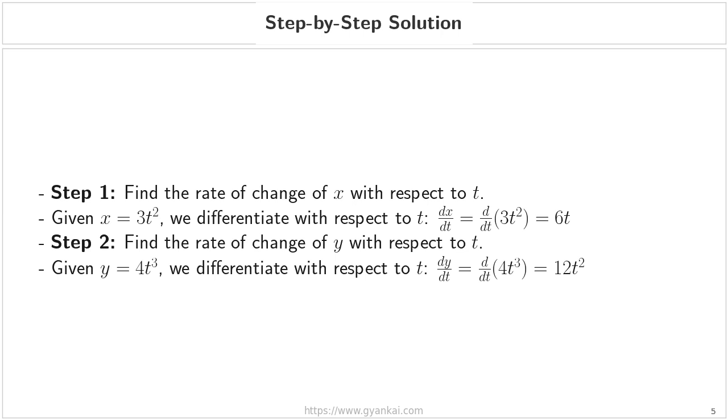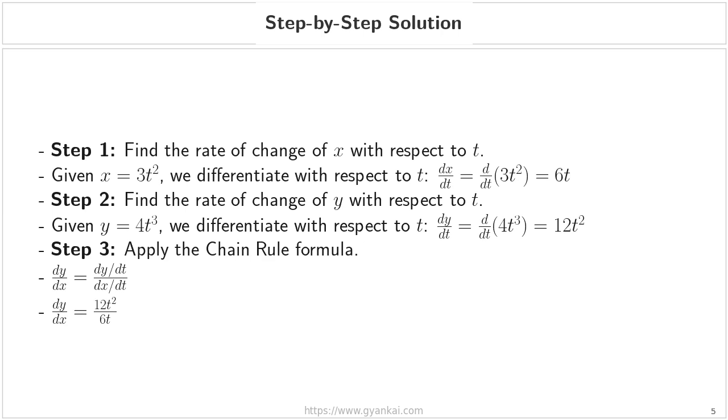Moving to step 2, we perform a similar operation for the vertical position. Given that y equals 4t cubed, we differentiate it with respect to t to get 12t squared. Now that we have both individual rates of change, we proceed to step 3 and apply the chain rule formula.